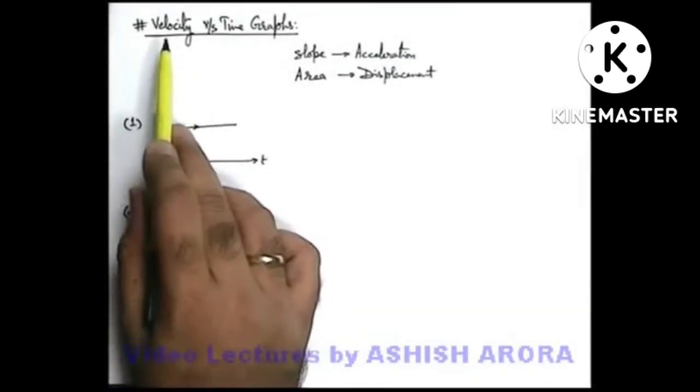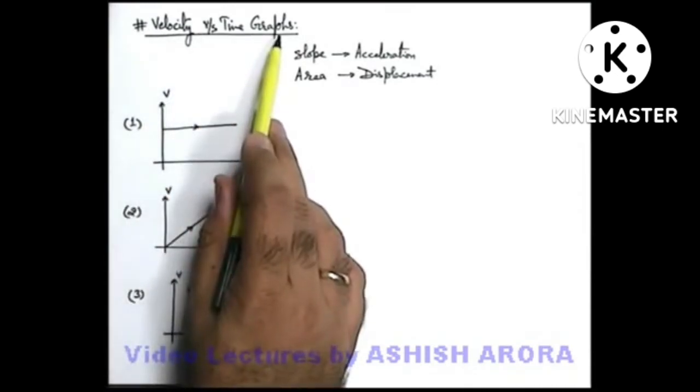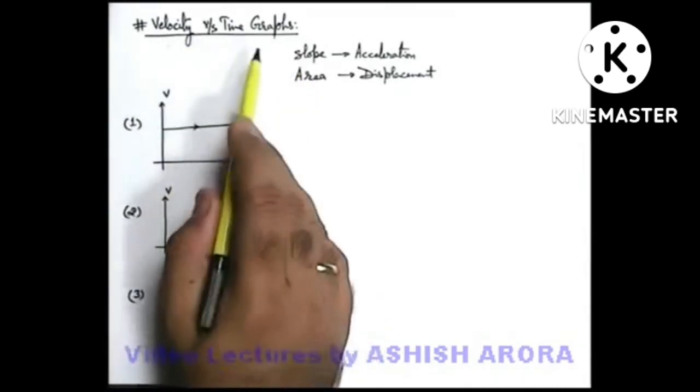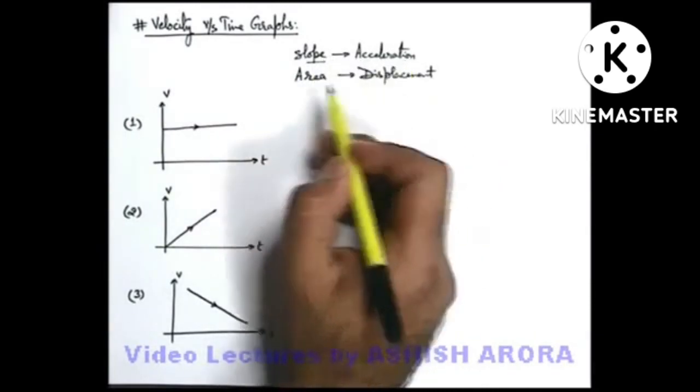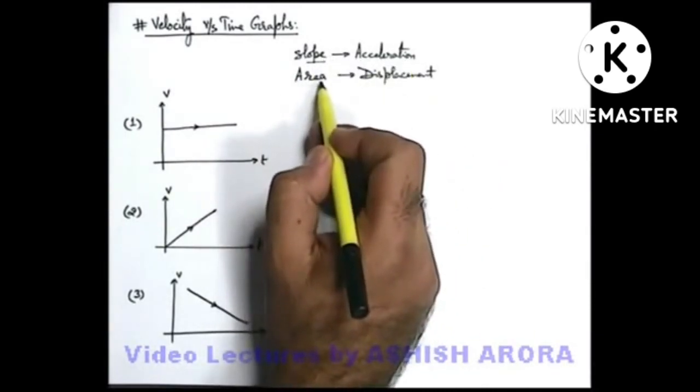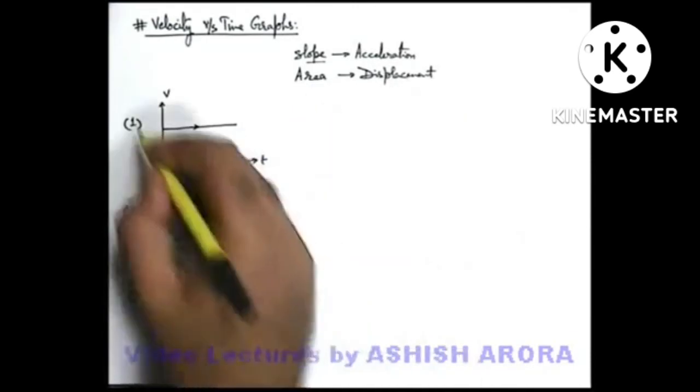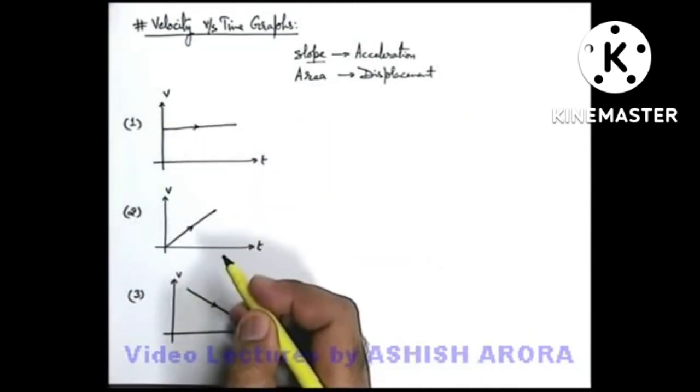Let's analyze some different kinds of velocity time graphs. As we already studied, in velocity time graphs the slope of the velocity time graph gives us instantaneous acceleration, and the area between this curve and the time axis gives us displacement. So here first we analyze three different kinds of VT graphs.